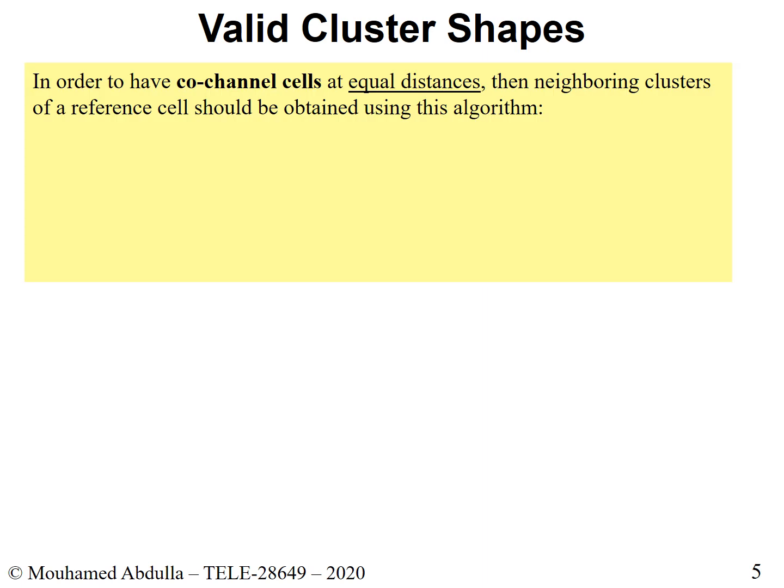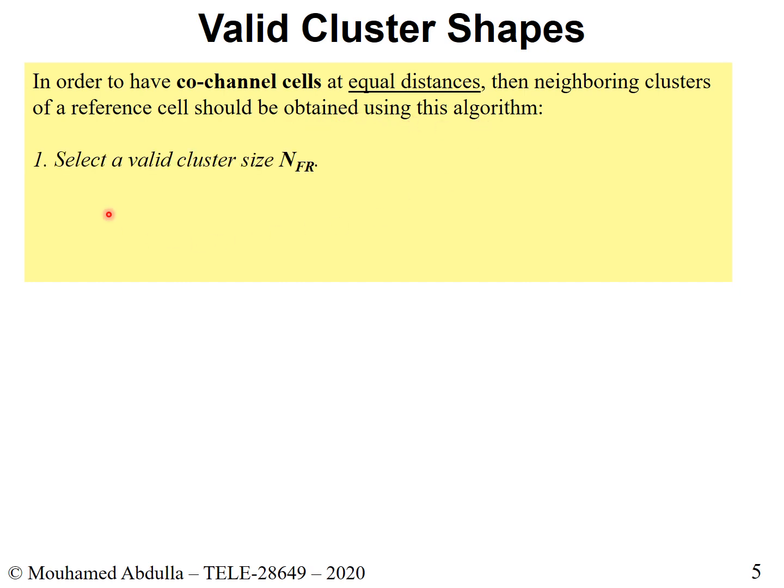There is an algorithm that one has to follow. In this algorithm, if it is followed as described on this slide, it will essentially ensure that the co-channel cells will be at equal distances. Co-channel cells are basically all the neighboring cells that will operate with the same channels, and they will be at a similar distance. It will make more sense as I go along, but first I want to explain the algorithm. So I'll read you what I wrote here. Now, in order to have co-channel cells at equal distances, and this is important, that's why we use this algorithm, neighboring clusters of a reference cell should be obtained using this algorithm.